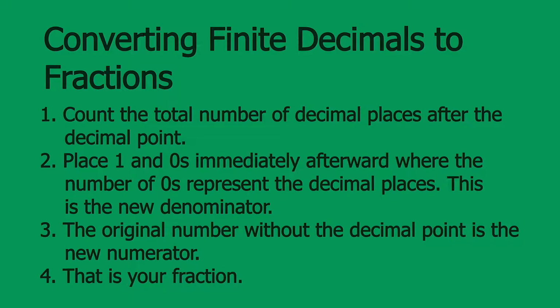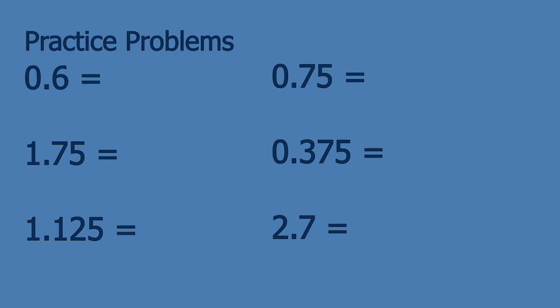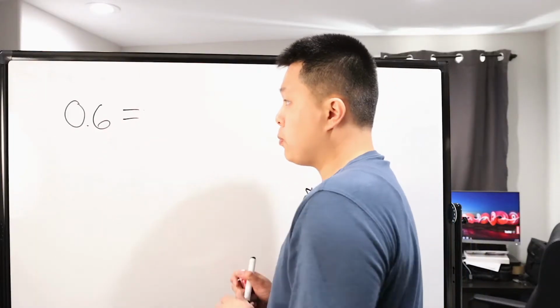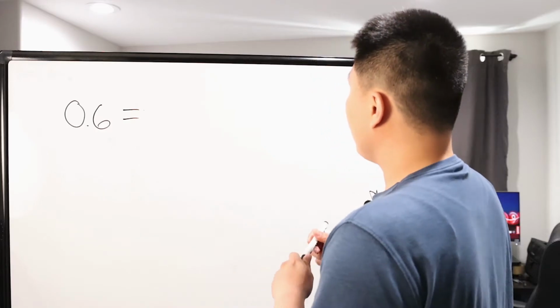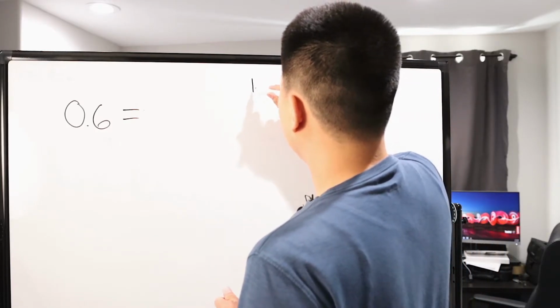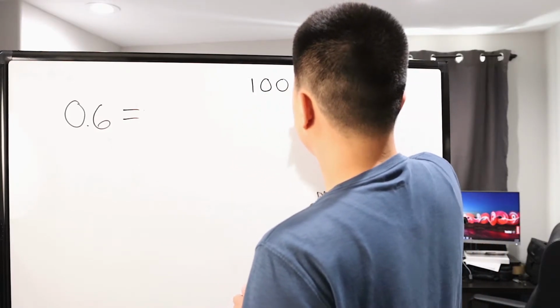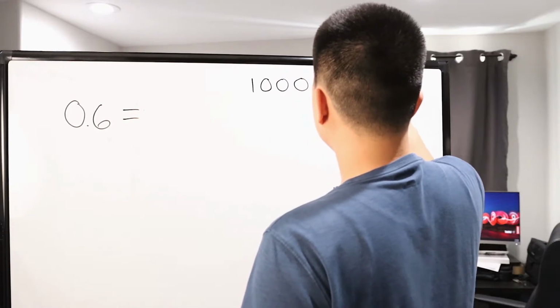Well, let's practice. So for this problem, 0.6. Now before I begin, I'm going to write something that's going to be a little odd. I'm going to put 1, 0, and just put a bunch of 0s afterwards. And I'm going to show you why in a bit.